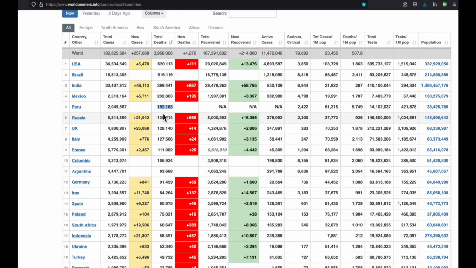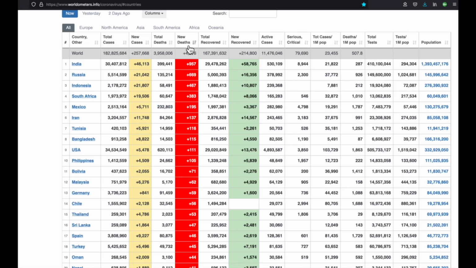So the fact that there's 192,000 people that have died in Peru, that is a spectacular number given the population of Peru. And yet we're not hearing any extra attention paid to what is taking place in Peru. Also, we're going to take a closer look at Russia. Russia right now has close to the most new deaths. So if we look at new deaths and we sort by that, India with 957 new deaths, then Russia in second, then Indonesia, South Africa, Mexico, and the United States is down in the 9th place with 111.